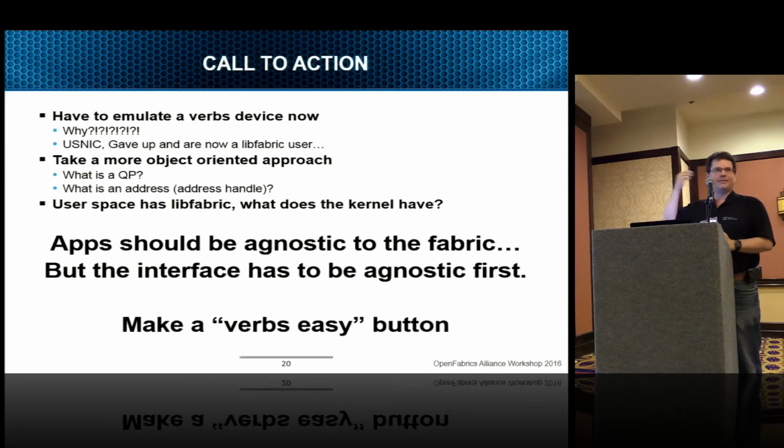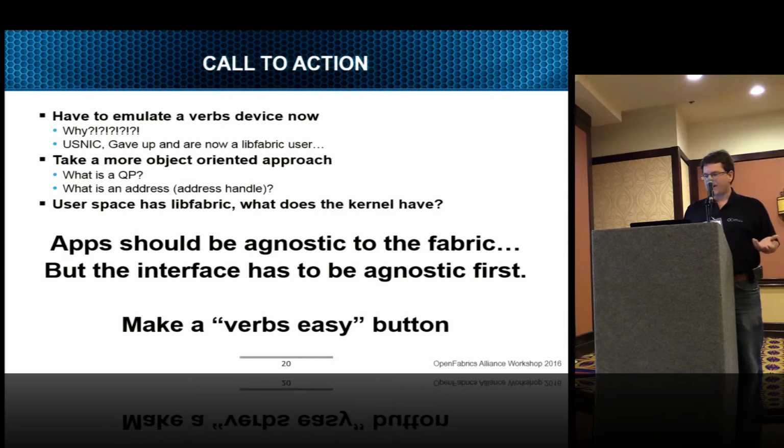So there was a discussion, I think it was yesterday, that made me think, what is a Q-pair? It's a connection, it's an endpoint, everybody has their own name for it. So maybe we change that to be something much more agnostic. What is an address handle? Again, we have multiple fabric types. We need to genericize that address processing.